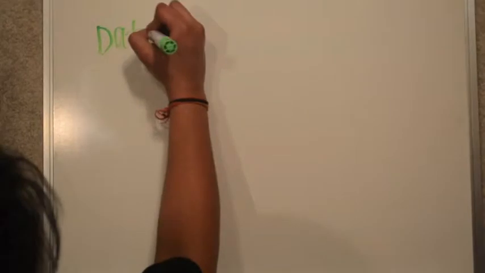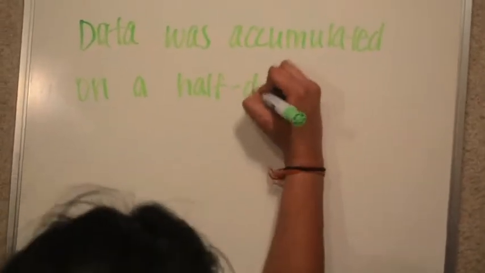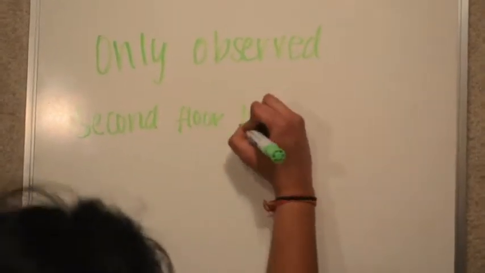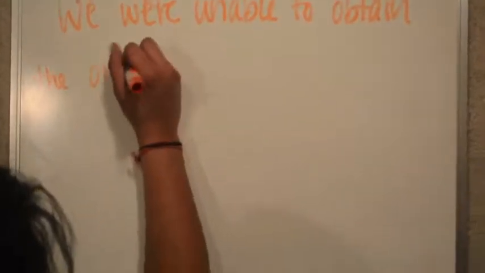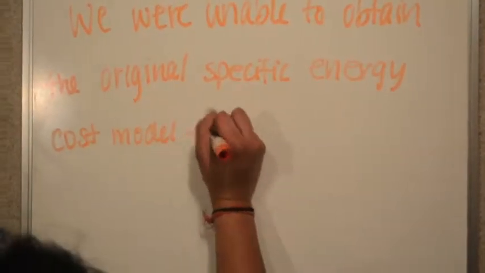Some weaknesses of our research include that data was only accumulated on a half day, which may have something to do with students' bathroom tendencies. We also only observed second-floor bathrooms, which may differ from other floors. We were also unable to obtain a specific cost model for the school's energy costs, so we went with a general model that originated from energy.gov.